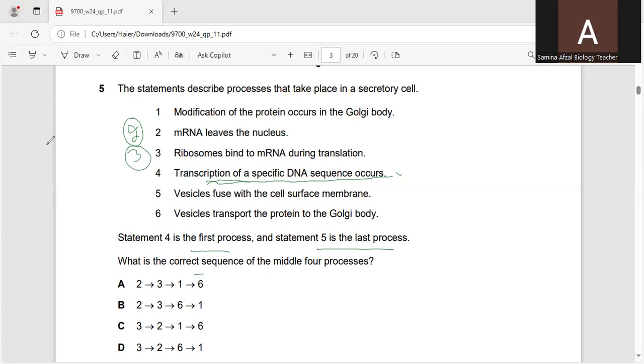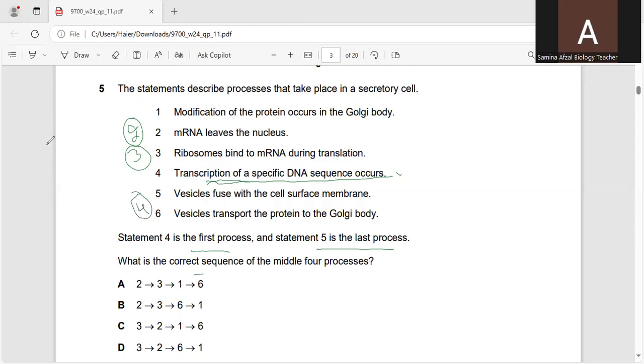Then after this, the sixth statement: vesicles transport the proteins to the Golgi body. Yes, the vesicles transport the proteins to the Golgi bodies. So when the protein is synthesized, then vesicles transport that protein to the Golgi bodies. So this is the fourth statement.